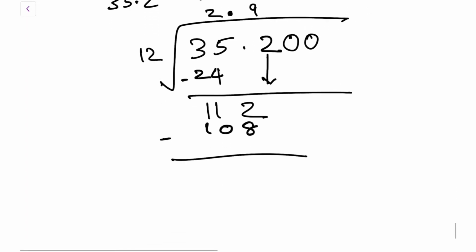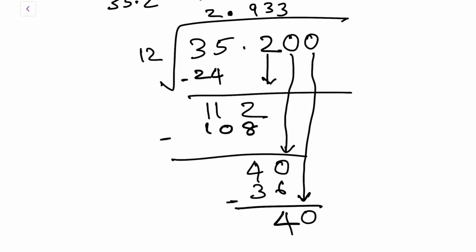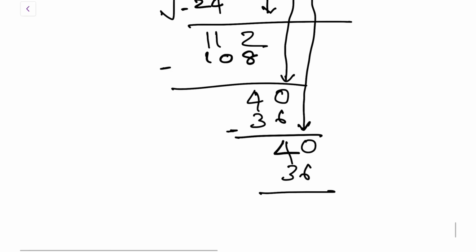This is 4. Since the remainder is not 0, we can bring the hundredths place also down. It is 40. 12 3s is 36. Again, the remainder is not 0, so we bring the thousandths place also down. It is 40. 12 into what is 40? 12 3s are 36. That's it. This is your remainder. We need to stop there.